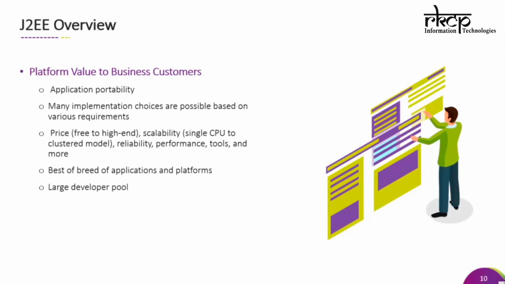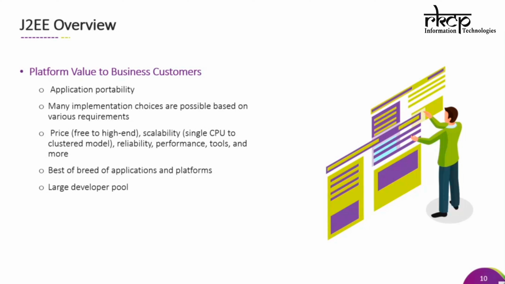If requirements get changed and in future you want to remove some part and add some other things, yes, it is available here in a J2EE application. In the same way, price control you can do with the help of scalability. Scalability means infrastructure. Depending on the scenario, different infrastructure is required. So here you can provide different infrastructure. Because of that, performance will increase. Here the best of breed for application and platform, and large developer pools are available for the business customer.